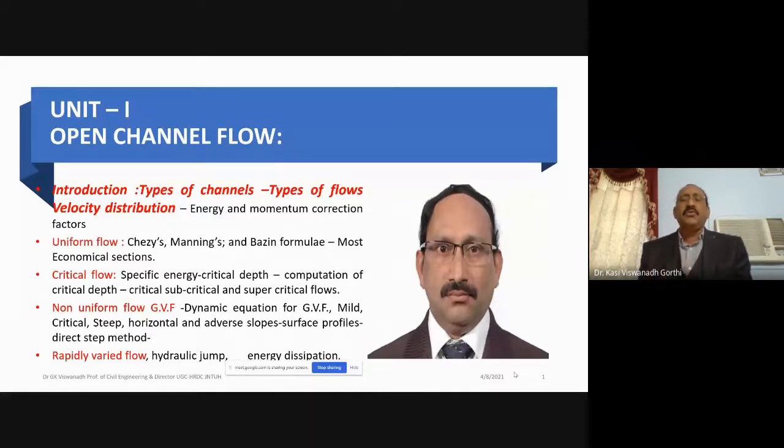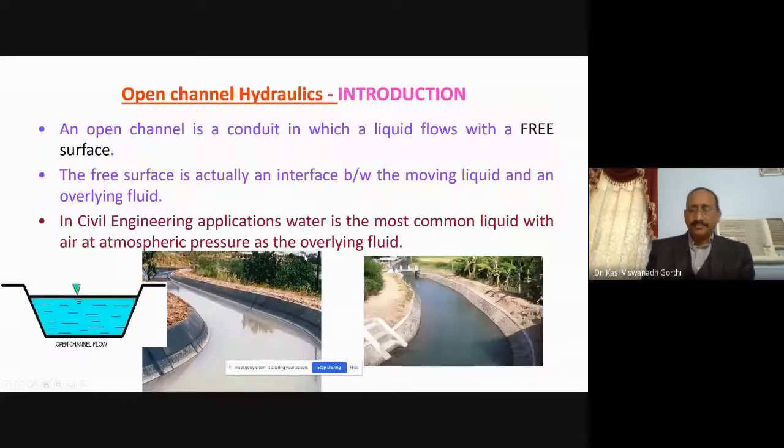And because of this non-uniform velocity distribution across a section, how do we implement the correction factors like the kinetic energy correction factor and the momentum correction factor, for getting the actual kinetic energy and the actual momentum flux. So this is what we try to discuss in today's class.